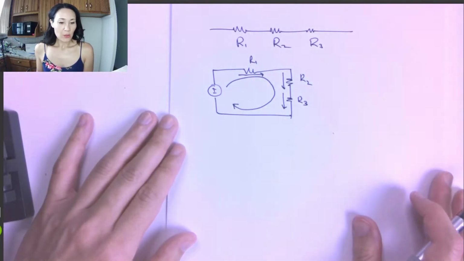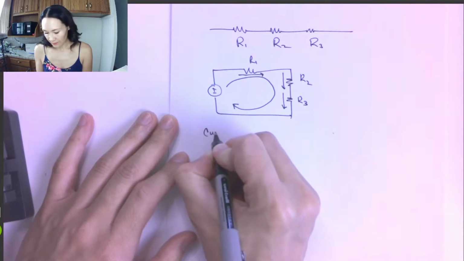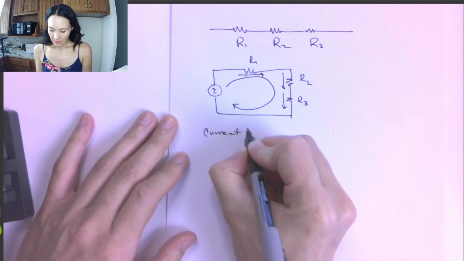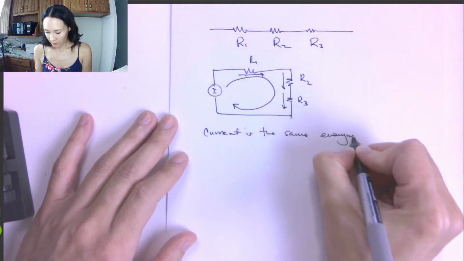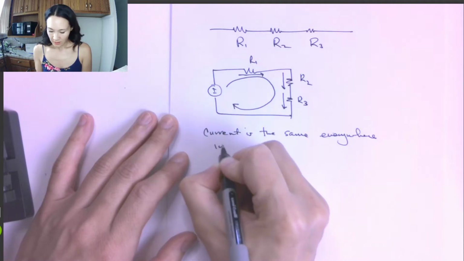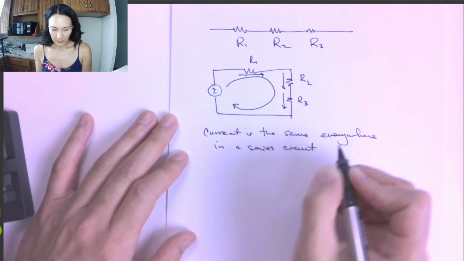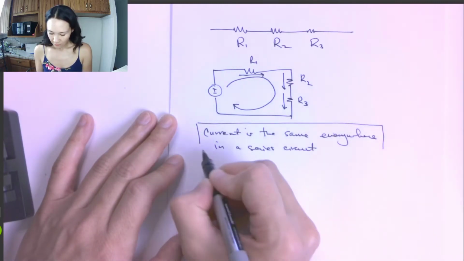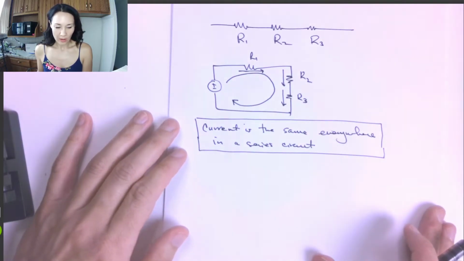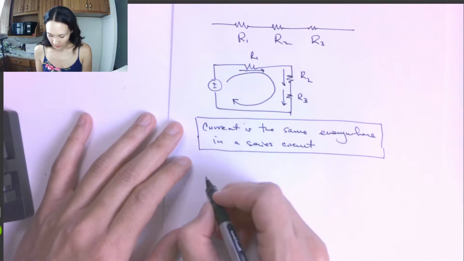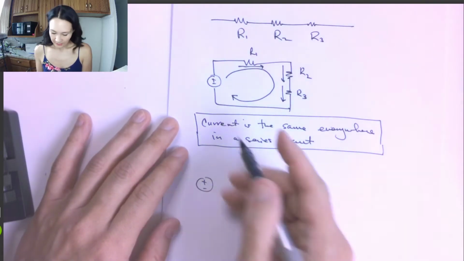So this brings us to an important attribute of series circuits, and that is that current is the same everywhere in a series circuit. And this becomes helpful when we are asked to compute the voltage drop across resistors in series. So let me show you an example.